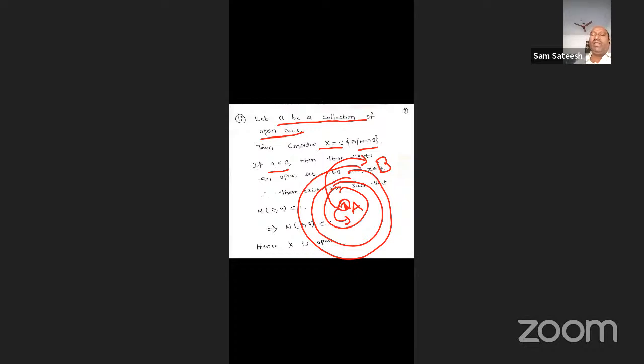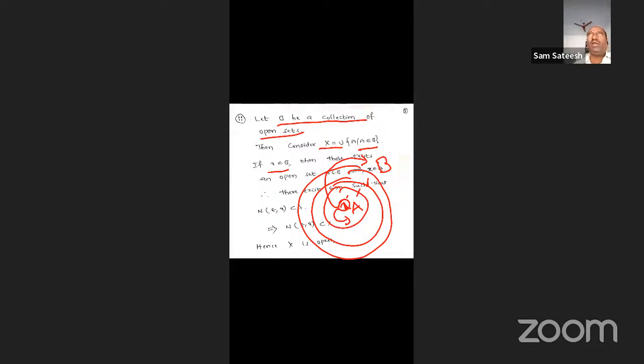A is an open set, B is also an open set, and the remaining ones make three. These three sets are a collection of open sets. There exists an open set A belonging to B with x belonging to A. So we can take a real number.